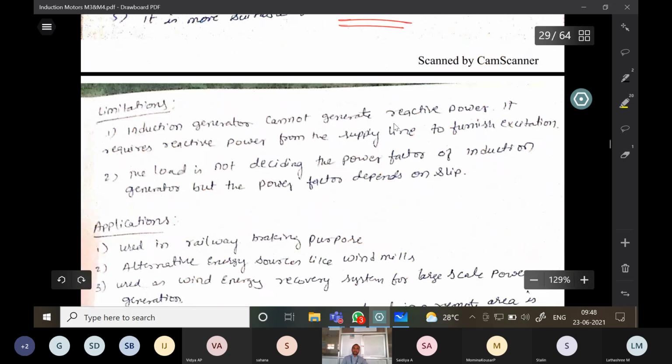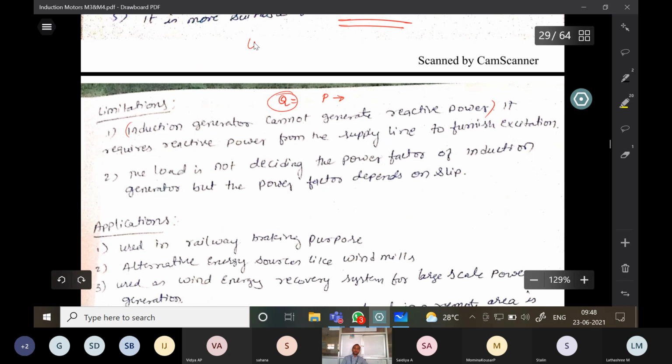Induction generator cannot generate reactive power. Okay, cannot generate the reactive power. The Q is not produced here. It will produce only P, P is the active power. So it requires reactive power from the supply lines for excitation. Okay, that is the only limitation.